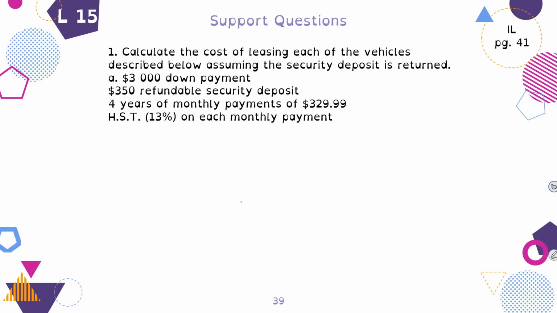So number one on page 41 is calculate the cost of leasing each of the vehicles described below, assuming the security deposit is returned. So we have a down payment of $3,000 plus a security deposit of $350 plus 4 years of monthly payments. So we're going to do the monthly payments over here because there are some parts to it. We have 4 years of monthly payments of $329.99 plus HST on each of these monthly payments.